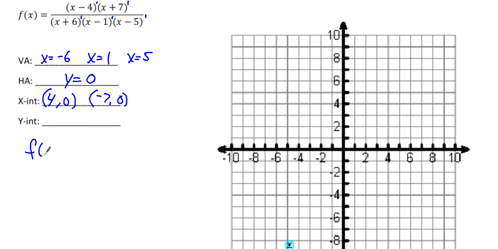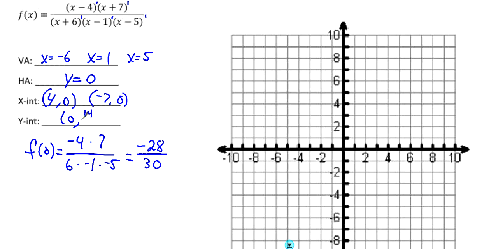And then my y-intercept, we got to plug in 0. So when I plug in 0, I get -4 times 7 on top. On the bottom, I get 6 times -1 times -5. So we basically get -28 over +30. So our y-intercept is, if we reduce this, we'll get -14 over 15.